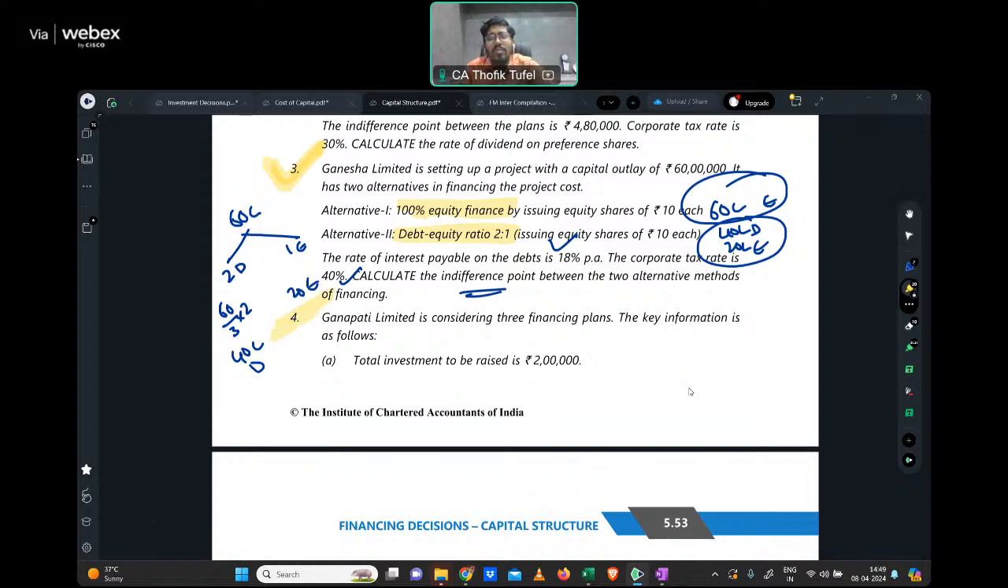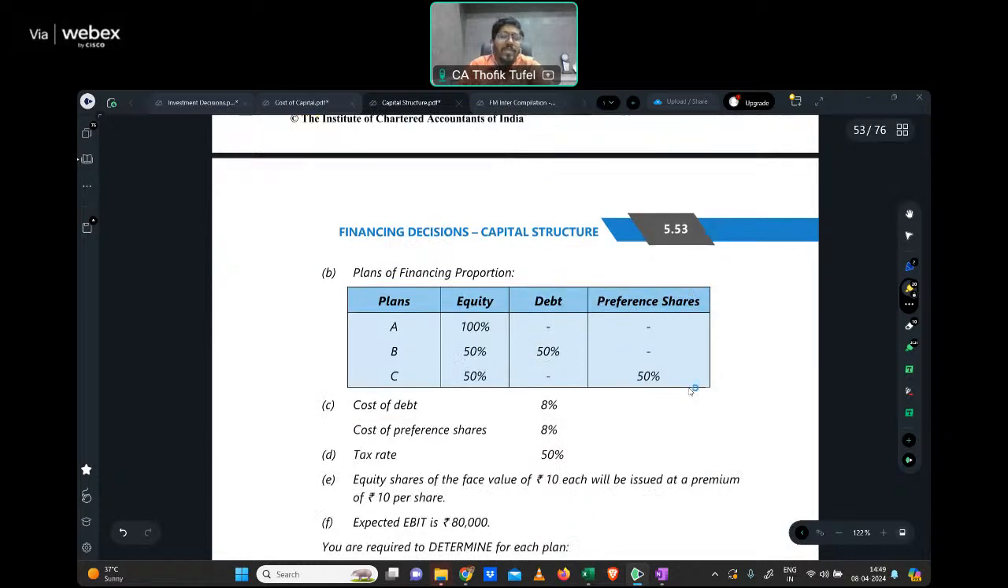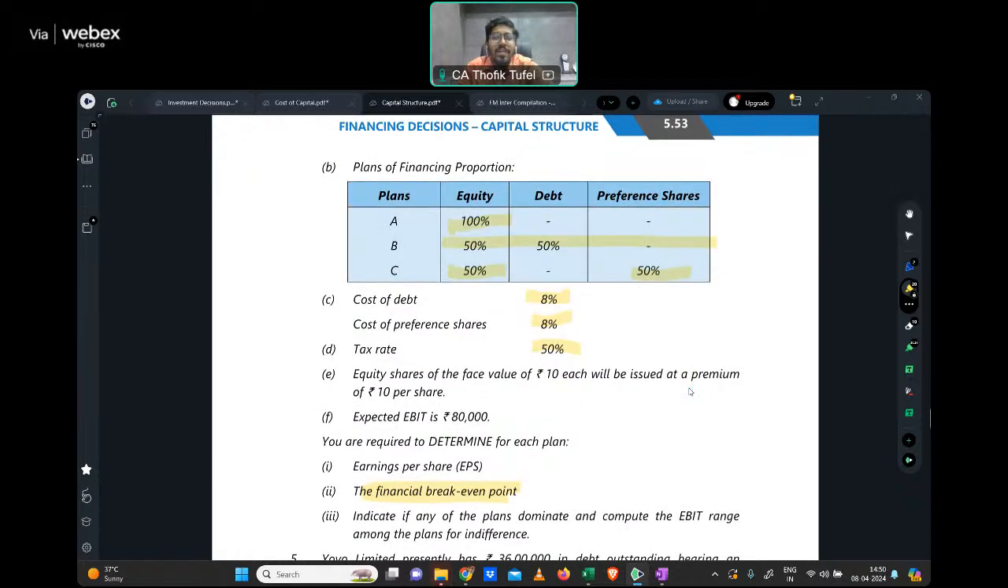Three financing plans, which means three options. Total investment is 2 lakh rupees. First, 100% equity; second, 50 equity and 50 debt; third, 50 equity and 50 preference share. So option 1, option 2, option 3. Cost of the debt is 8%. So 8% is the interest, 8% is the dividend, tax at 50%. Equity shares of 10 rupees are issued at a premium of 10, so it is issued at 20 rupees. Expected EBIT is 80,000 rupees.